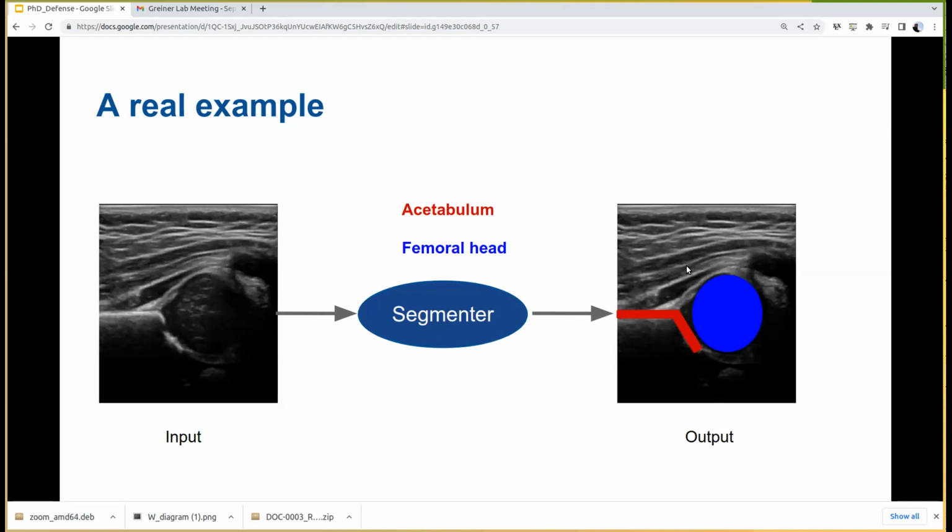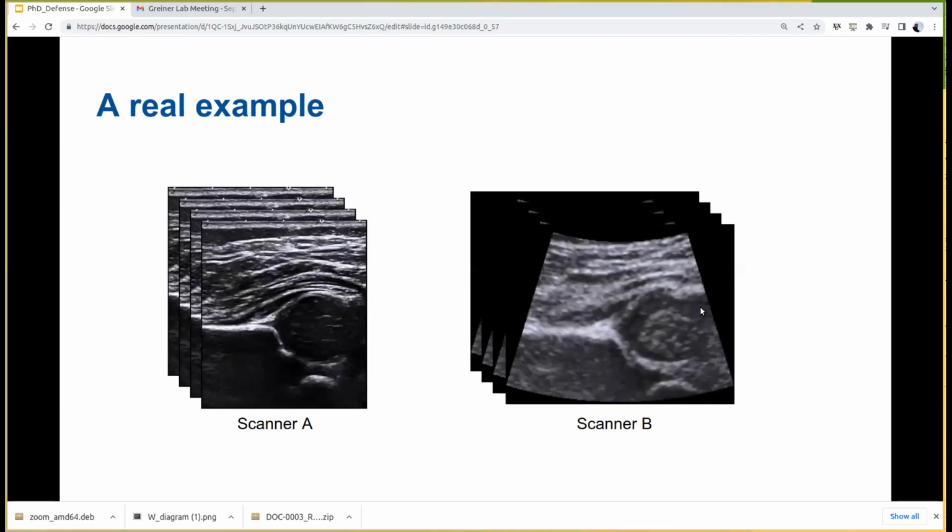And let me talk about a real example here. This is the input, an ultrasound image of the hip. And then we want to perform the segmentation of the red bone and the blue bone. These two things that you see in here. So it turns out that we have a data set, a training data set for the scanner A, but the test set is from the scanner B. So one is a linear probe, the other one is a conic probe.